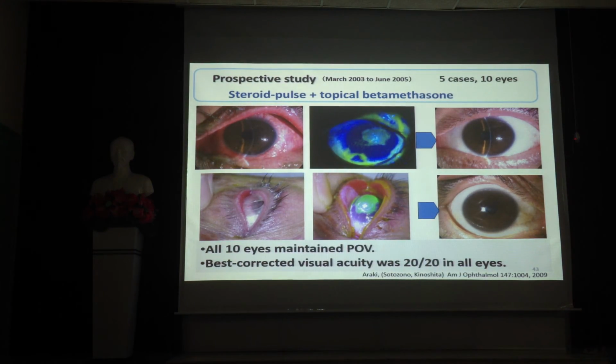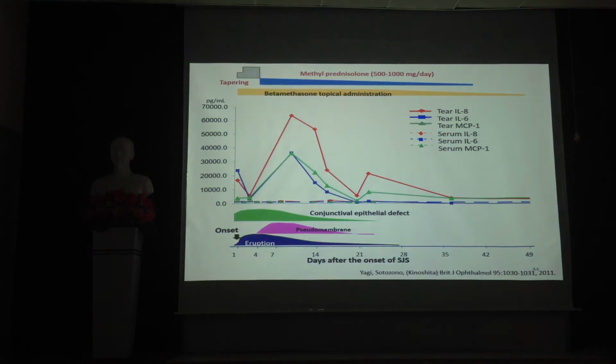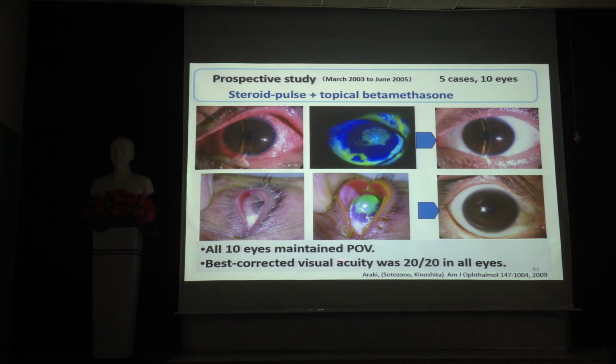And we performed some prospective study for the steroid pulse with the topical betamethasone, 5 cases or so, many years ago, about 10 years ago or so. And all the 10 eyes maintained the palisade of Vogt after the use of the steroid pulse with a topical betamethasone treatment. Palisade of Vogt existence means probably at least at that time that we can rescue some of the corneal epithelial stem cells with the treatment. And all the patients did show the best-corrected visual acuity over 20/20.